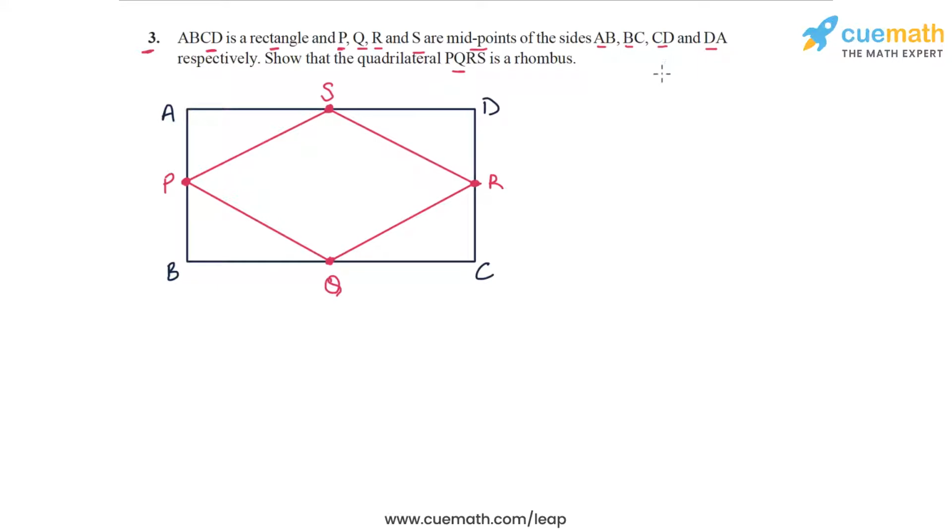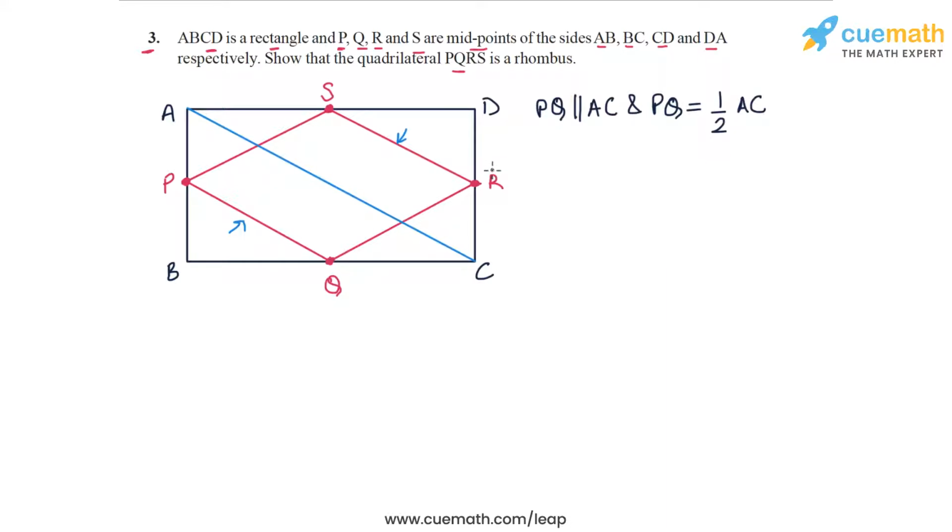So we will start by proving that PQRS is a parallelogram, and to do that, all we need to do is to draw one diagonal of the rectangle. So let's draw the diagonal AC. And then we will study the relationship of PQ with AC and RS with AC. So first, let's see how PQ is related to AC. If you take the triangle ABC and apply the midpoint theorem, P and Q are the midpoints of AB and BC. So using the midpoint theorem, we can claim that PQ is parallel to AC and PQ is equal to half of AC.